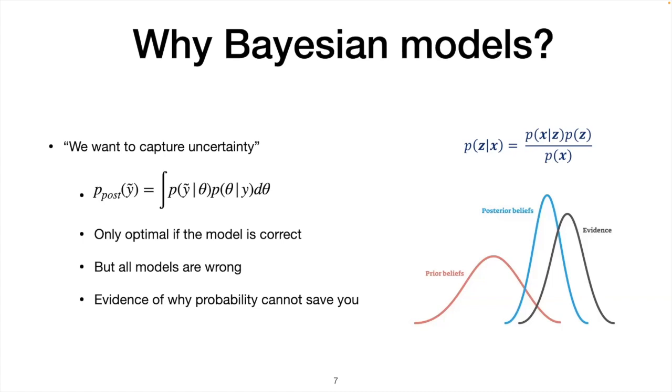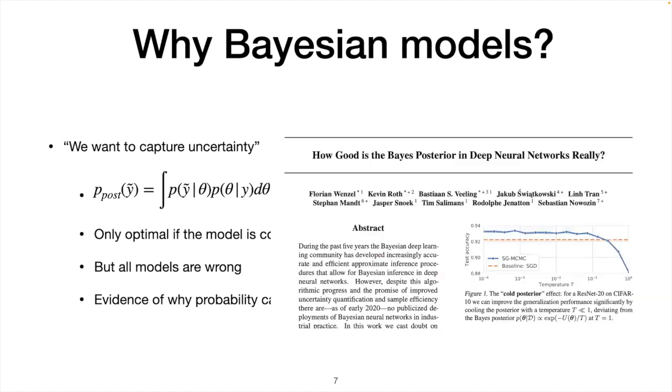And there is evidence that Bayesian modeling or probability cannot save you if you naively just apply Bayesian modeling. For example, we have this recent paper from Google, which says that if you're running a deep neural net, and you just use Bayesian training to train this ImageNet-level network, it doesn't actually give you any advantage in terms of prediction compared with the MAP estimate.